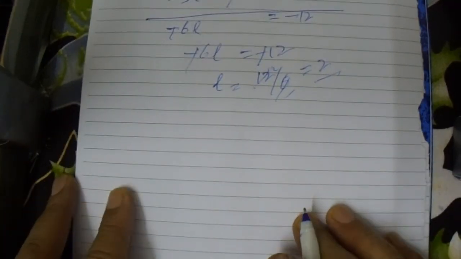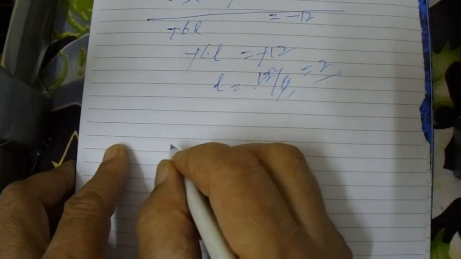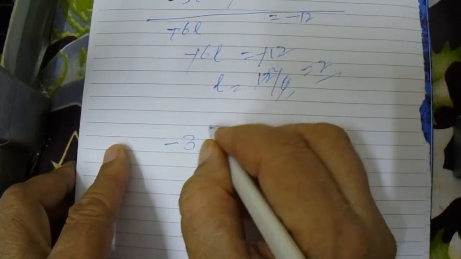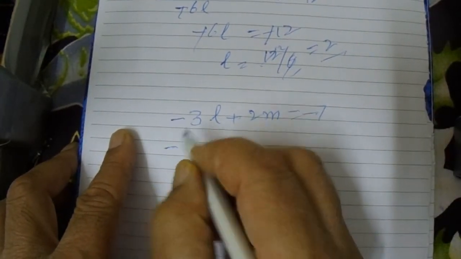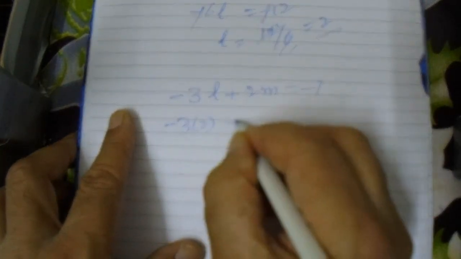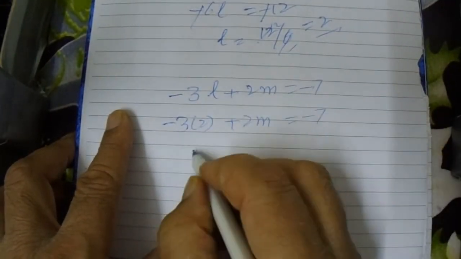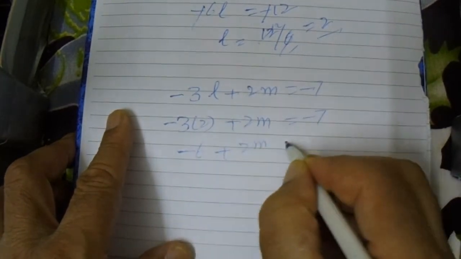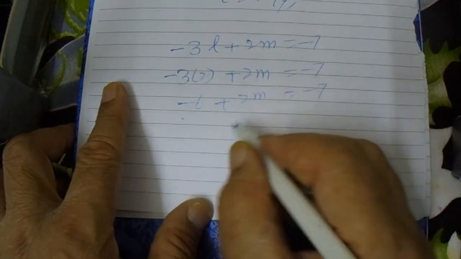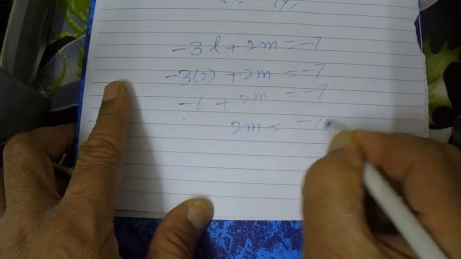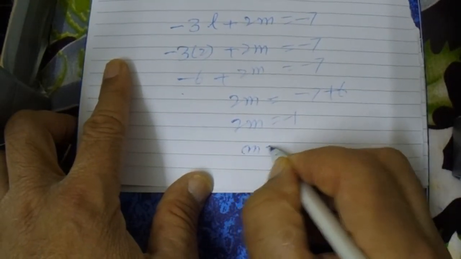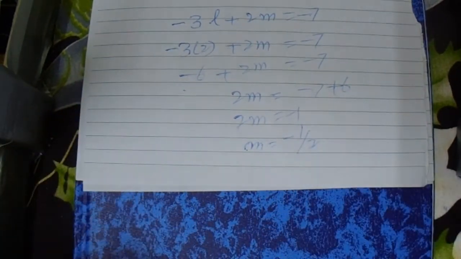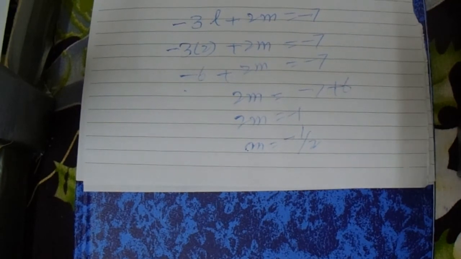Now we put the value of L in 1. Now minus 3L plus 2M is equal to minus 7, and we put the value of L as 2, and minus 3 into 2 plus 2M is equal to minus 7, and minus 6 plus 2M is equal to minus 7, and minus 6 go on the right side. 2M is equal to minus 7 plus 6, and 2M is equal to minus 1, and M is equal to minus 1 over 2. Now we have two values here.